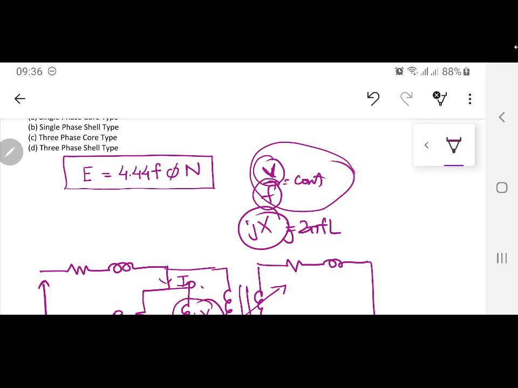Limb means, in the shell type transformer, the central limb is the winding limb on which the low voltage winding and the high voltage winding are going to be done. So in this transformer you cannot apply more than 220 volt. The 220 volt windings are these ones over there.